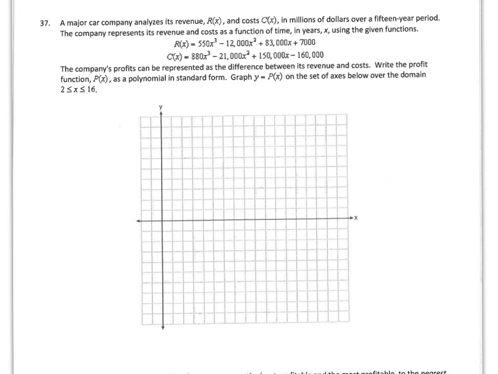Okay, number 37, a major car company analyzes its revenue, R of x, and costs, C of x, in millions of dollars over a 15-year period. The company represents its revenue and costs as a function of time in years x using the given functions. All right, so they give us these here. The company's profits can be represented as the difference between its revenue and costs. So difference would be R of x minus C of x. Write the profit function P of x as a polynomial in standard form.